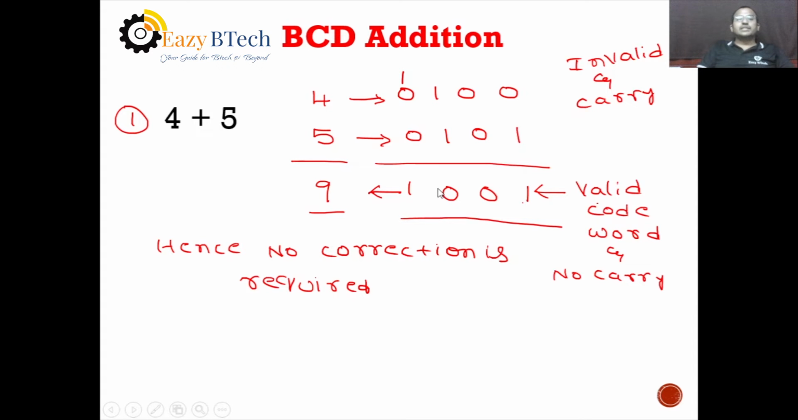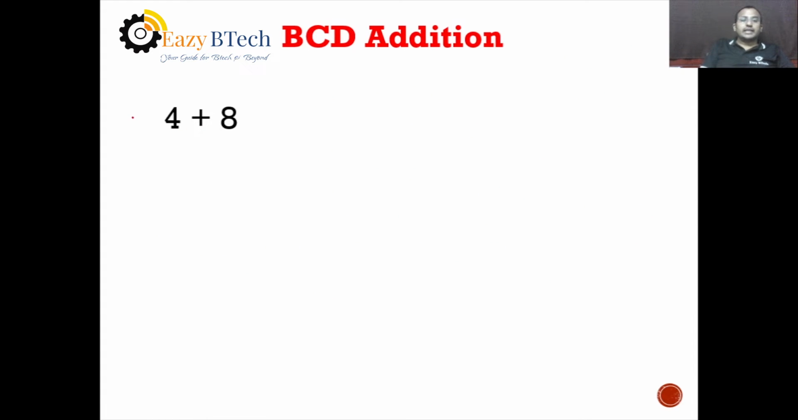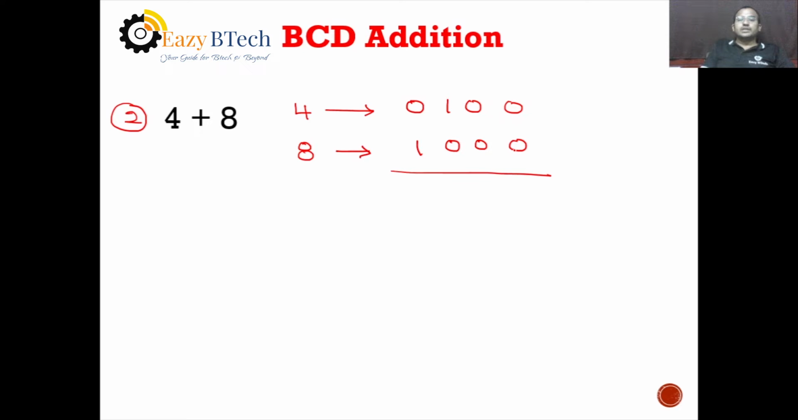Next, we will see one more example. The second example is 4 plus 8. The representation for 4 is 0100, and 8 is 1000. Now add both the numbers. 0 plus 0 is 0, 0 plus 0 is 0, 1 plus 0 is 1, 0 plus 1 is 1.